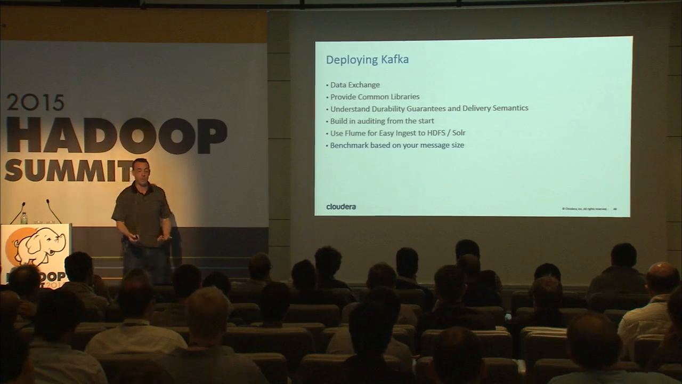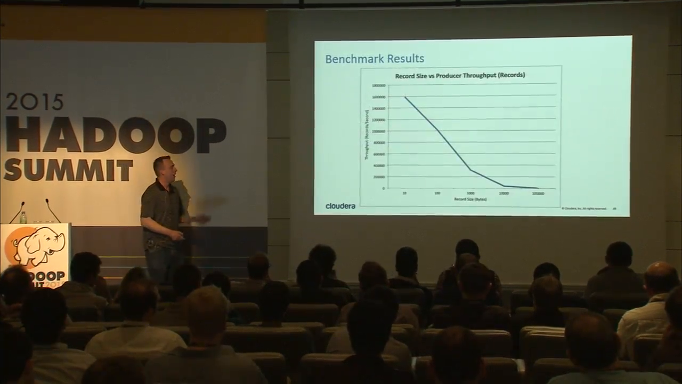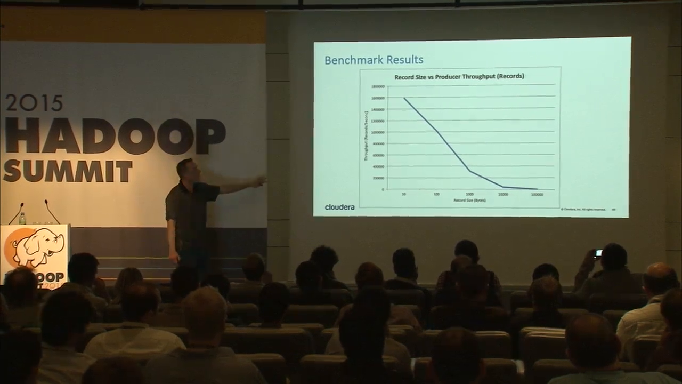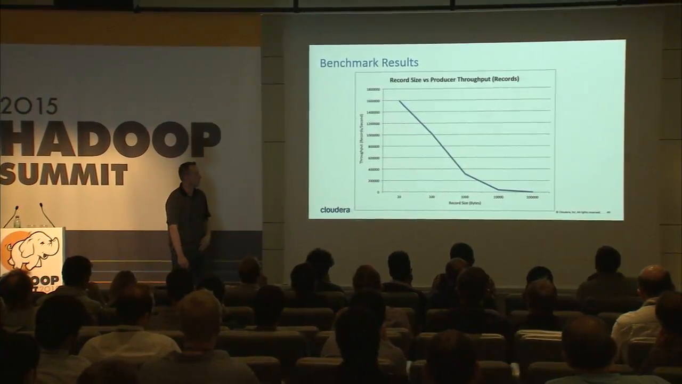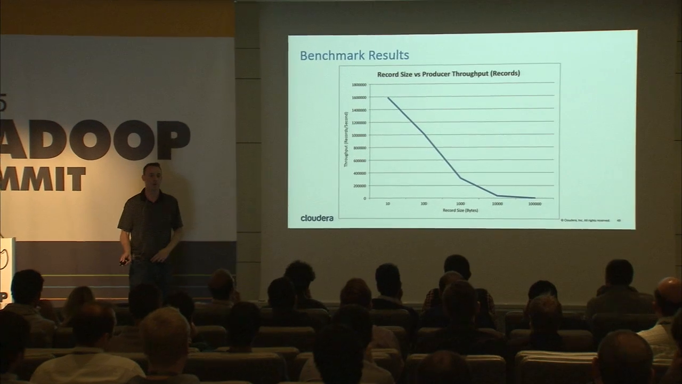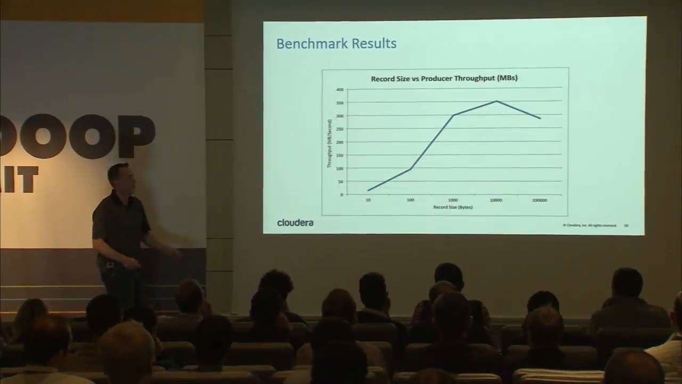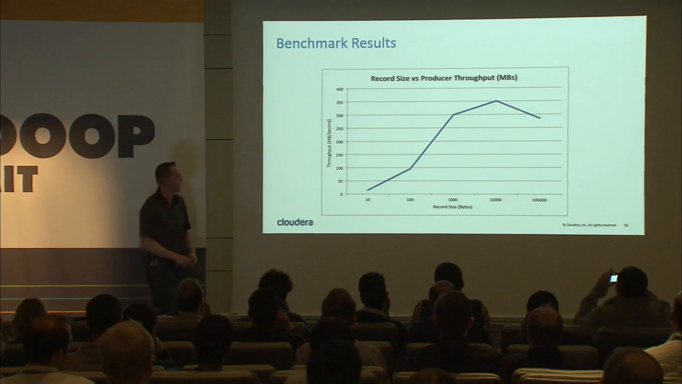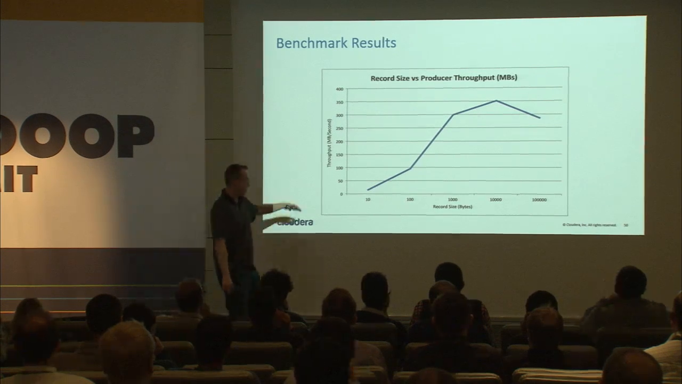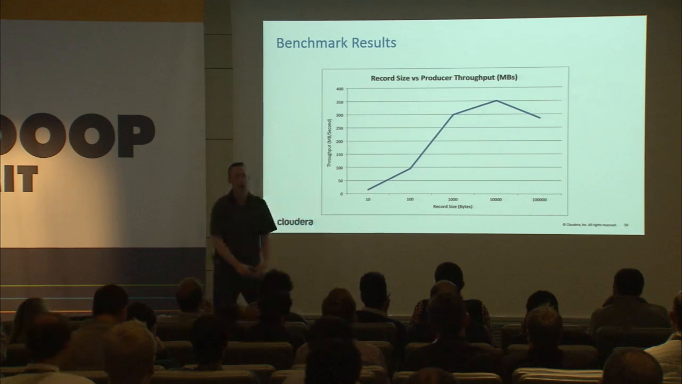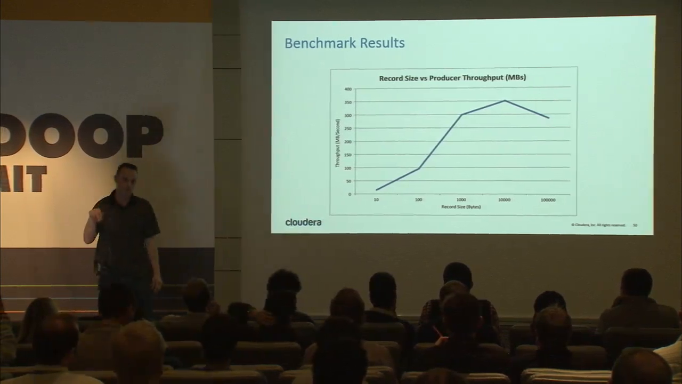Big thing, benchmark based on your message size. This is just some testing that we've done, but it gives a good idea. You can see that the number of messages per second really starts to go down drastically the larger your messages are. I think this is a little bit more telling. This is the throughput in megabytes per second. If you can't read this, this is megabytes per second, and this is the size in bytes. So you see once a message is about 10K, you start to drop off.